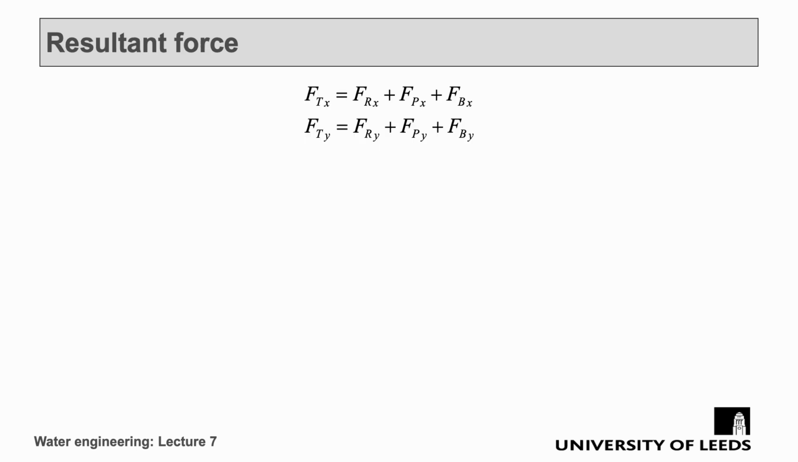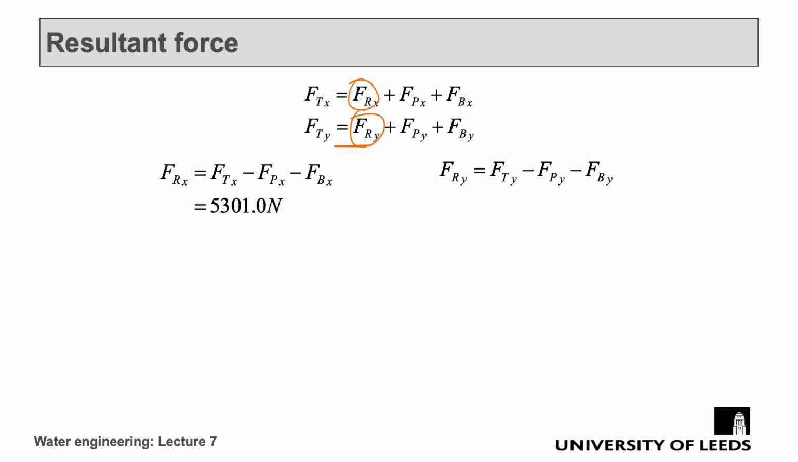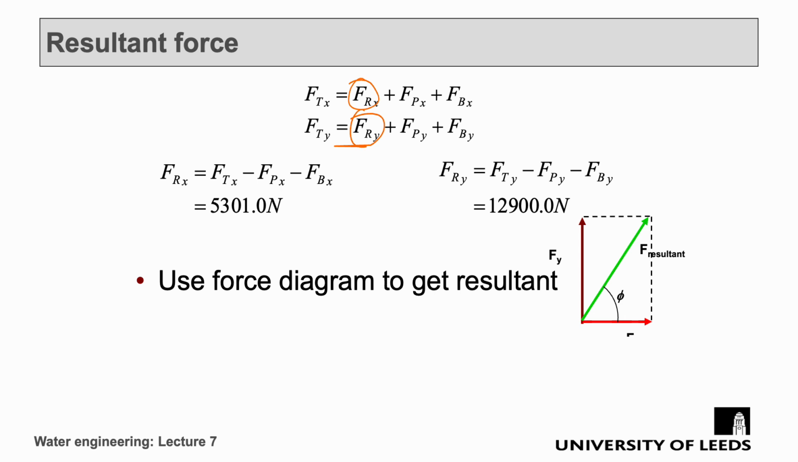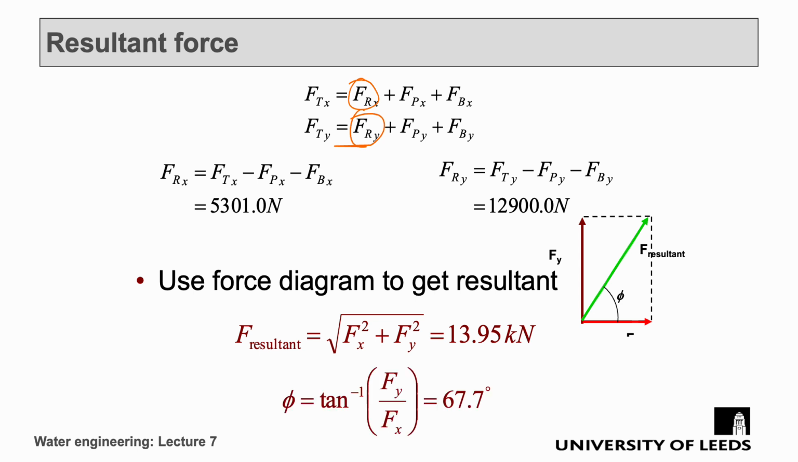So we've got these two equations for the resultant, and we're going to calculate the resultant force. The unknowns here are these two expressions, FRx and FRy. We've already calculated all the other six expressions. It comes out that FRx is 5,301 and FRy is 12,900. Use a force diagram. They're both positive, so the force diagram will look like this. The resultant comes out to be 13,950 newtons or 13.95 kilonewtons, and the angle there is 67.7 degrees.